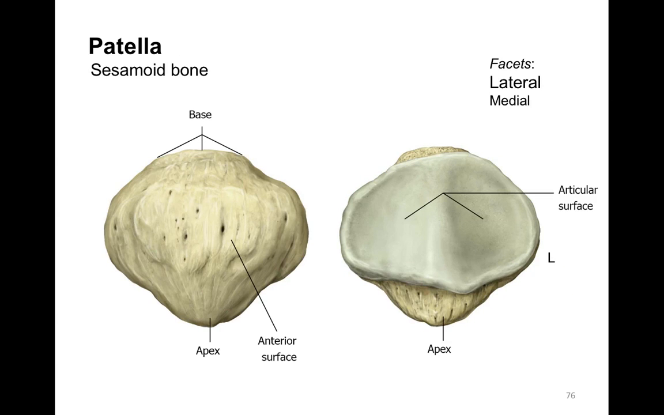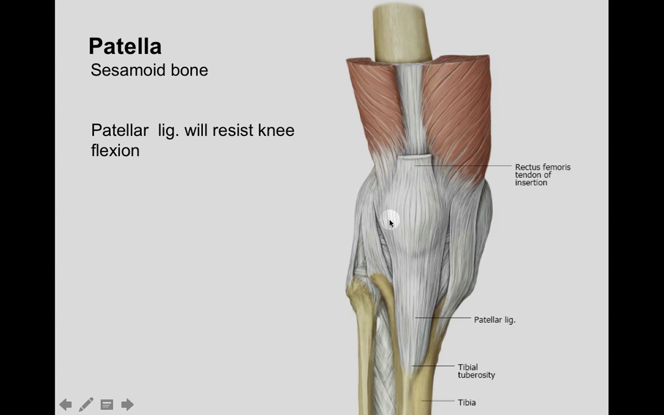If we look at the posterior aspect of the patella, we'll find it has a smooth articular surface, and this surface is divided into medial and lateral facets, the lateral facet being the larger of the two.